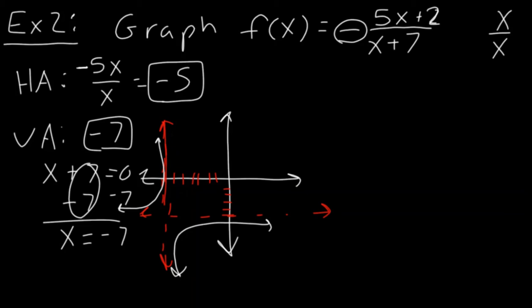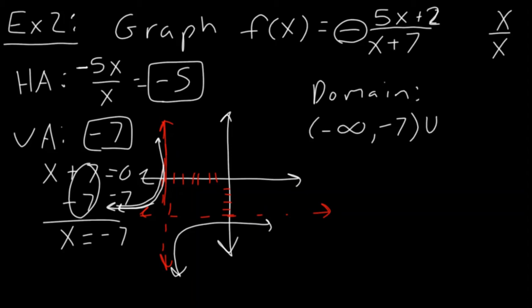Okay, so how does this affect the domain? Well, we see all the way over here to the left, it's extending to negative infinity. And as we go towards the right, we're approaching negative 7, our vertical asymptote. And of course, on the right side of negative 7, we pick right up where we left off, and we go from negative 7 to infinity.